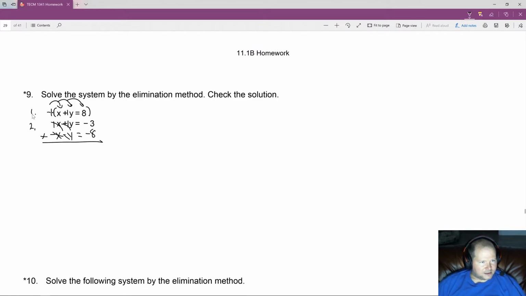X's will cancel out, y's will cancel out, leaving you a 0. And negative 3 plus negative 8 is a negative 11. Now, when is 0 equal to negative 11? That is never true. So there's no solution. Again, 0 is never equal to negative 11, so there's no solution. We could say it's the null set, however you want to put it.